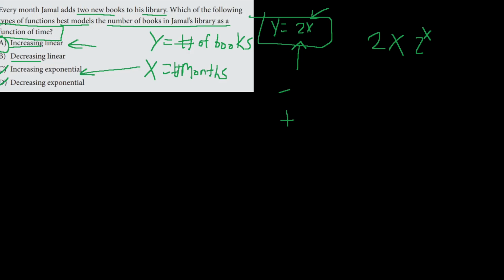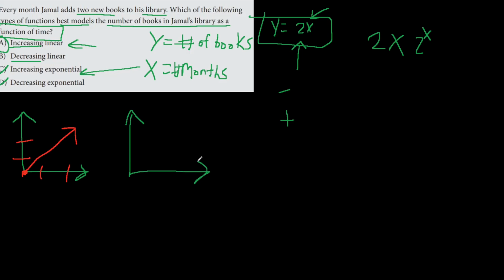But I want to go into the behaviors of each of these lines. If we have an increasing linear and I were to draw this, this is how it would look. It's straight, it's going, and there are no curves. A decreasing linear would be the same thing, but for this to be a decreasing linear, the way we would have to change this problem is that he would have to start off with a certain amount, and every single month he would lose books. So this is increasing linear, and this is decreasing linear.